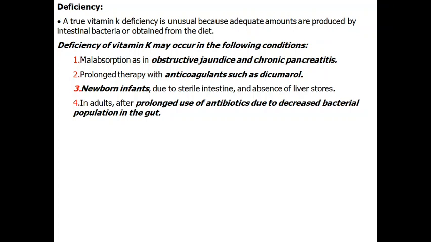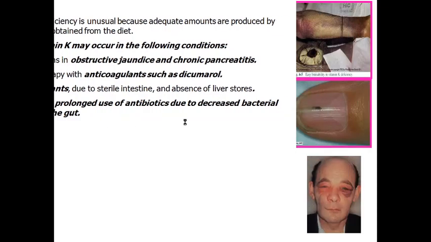Again, why in newborn infants? Because of the absence of liver stores. The liver still has no stores of vitamin K. In adults, vitamin K deficiency may result from prolonged use of antibiotics. Why? Due to decreased bacterial population in the intestine.